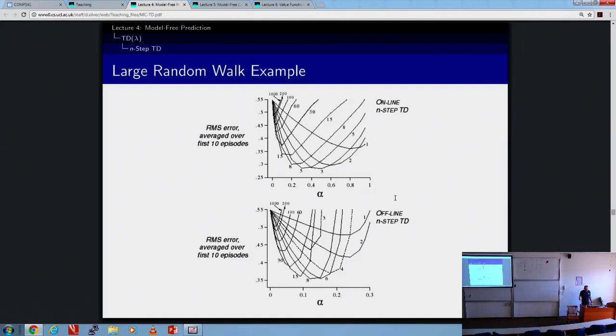But the point is, my answer to your question is, neither the pure TD nor the pure Monte Carlo is typically the optimum in terms of convergence speed. And algorithms like TD lambda that interpolate between the two are more efficient.